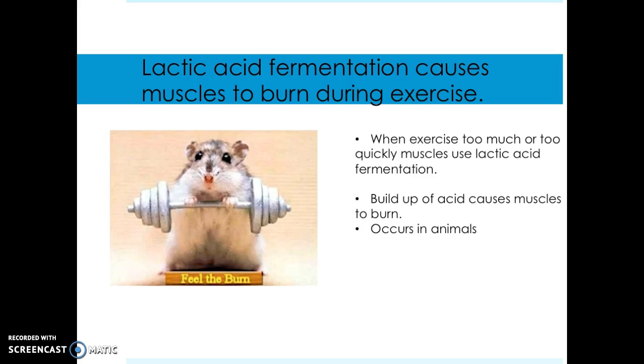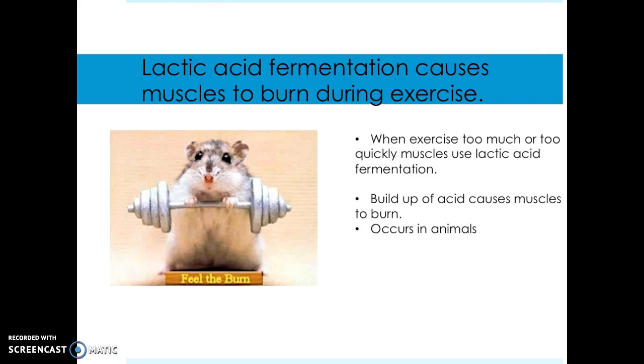So it mostly occurs in animals, but specifically in humans. Have you guys ever, when you exercise too much or too fast, your muscles really start to burn and it hurts really bad, and then you have to stop working out or exercising? Well, that's actually because the lactic acid builds up in your muscles, and that's what's causing it to burn, is that acid buildup. So really interesting stuff. So next time you're in the gym, tell someone why their muscles are burning. It's because of the buildup in lactic acid from fermentation.